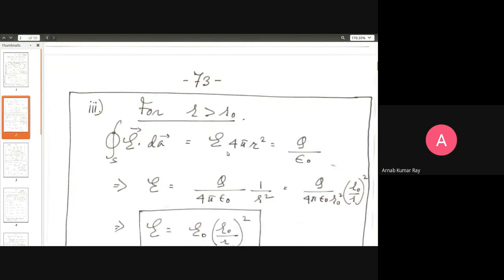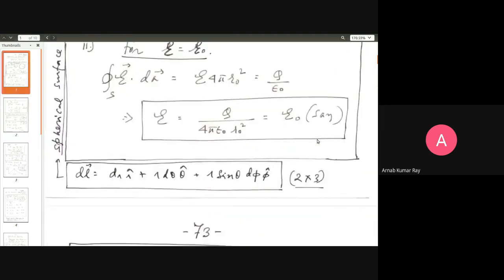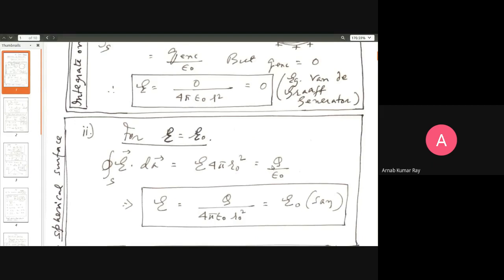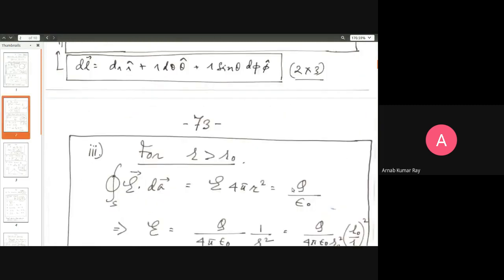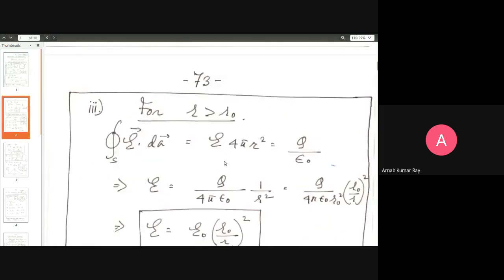So E dot dA, E into 4 pi R squared is equal to, you are now enclosing the total amount of charge. In the second case also, you're enclosing the total amount of charge, that's capital Q. Here also you're enclosing the total amount of charge, capital Q, but you've gone outside, R greater than R naught. So E is equal to Q by 4 pi epsilon naught R squared.